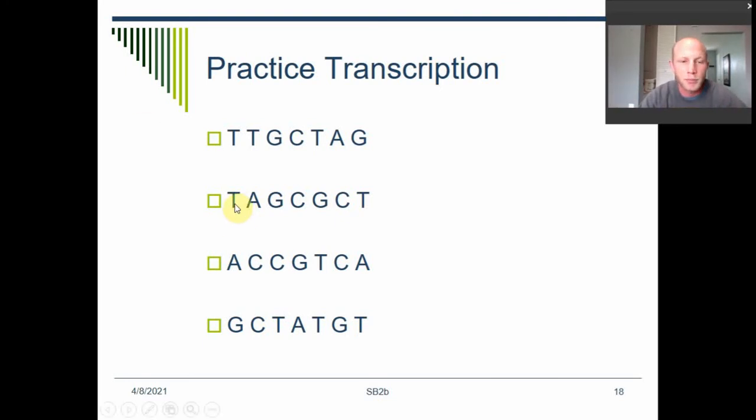So next, thymine pairs with adenine. Adenine, again, pairs with uracil because we're making mRNA. Guanine pairs with cytosine. Cytosine pairs with guanine. Guanine pairs with cytosine. C, G, T, A. A, U, G, G, C, A, G, and then U. And then this last one would be C, G, A, U, uracil, A, C, A.